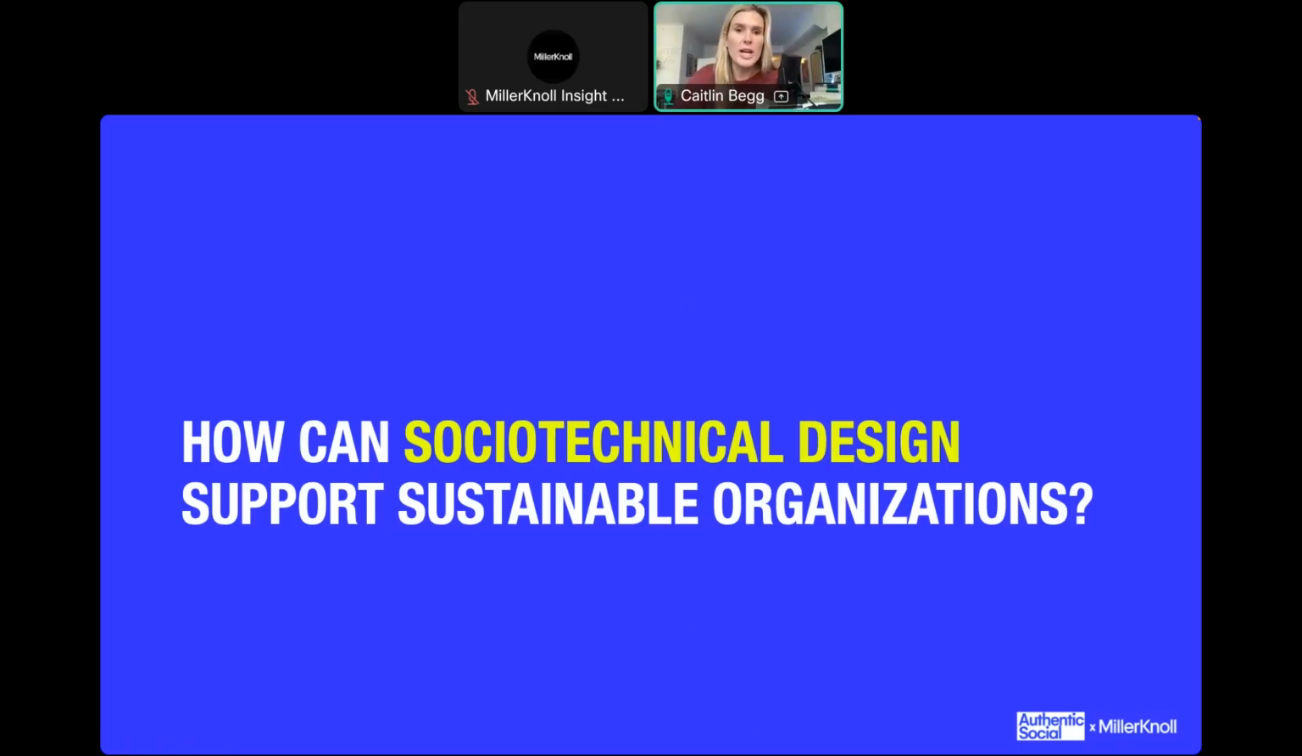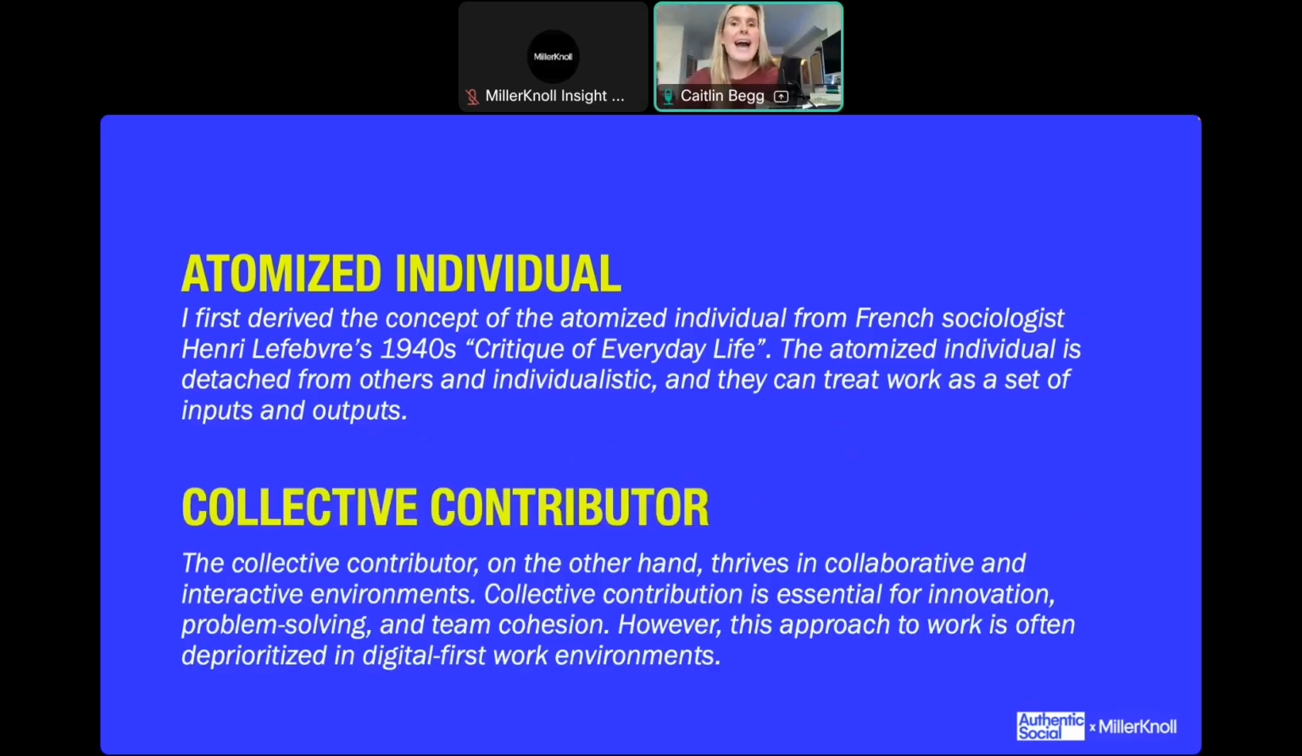Oftentimes, when we are working remotely, we are more like an atomized individual. I first derived this concept from French sociologist Henri Lefebvre's 1940s Critique of Everyday Life. The atom, which is funny that he thought in the 1940s that technology was making us more atomized. Imagine if he had seen iPad kids or smartphones. The atomized individual is detached from others and individualistic, and they can treat work as a set of inputs and outputs. Now, this isn't always bad.